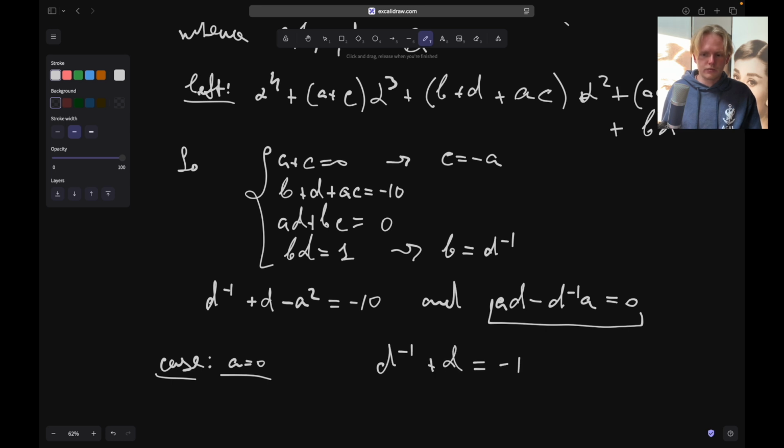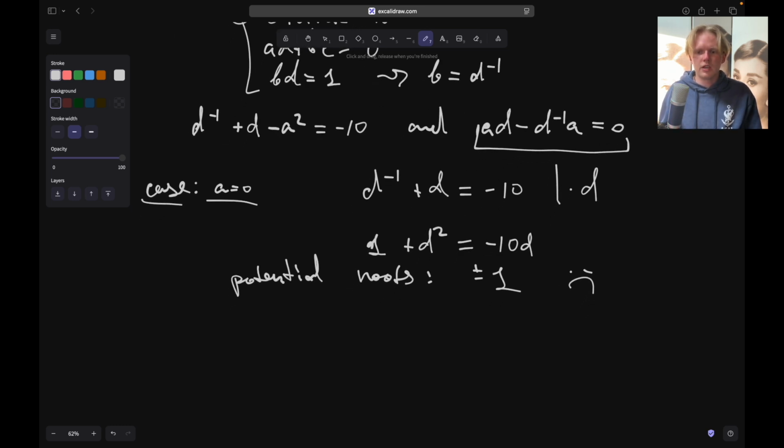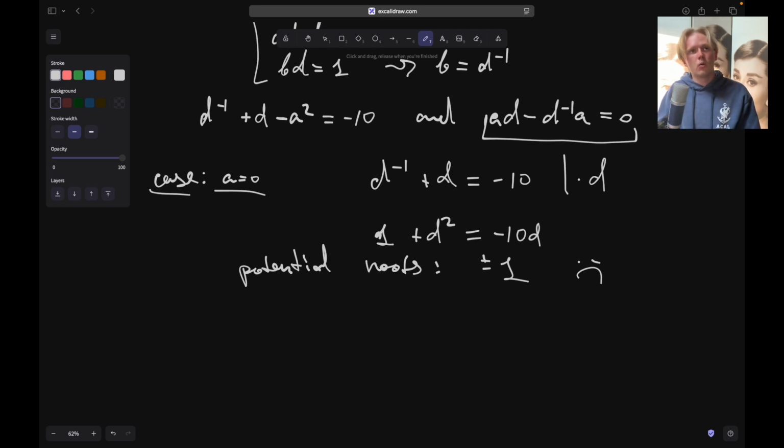Or if we multiply everything by d, we get 1 plus d squared equals minus 10d. So potential roots are plus or minus 1, and it doesn't work. Good. The other case is d minus 1 is equal to 0, or d is equal to plus or minus 1.